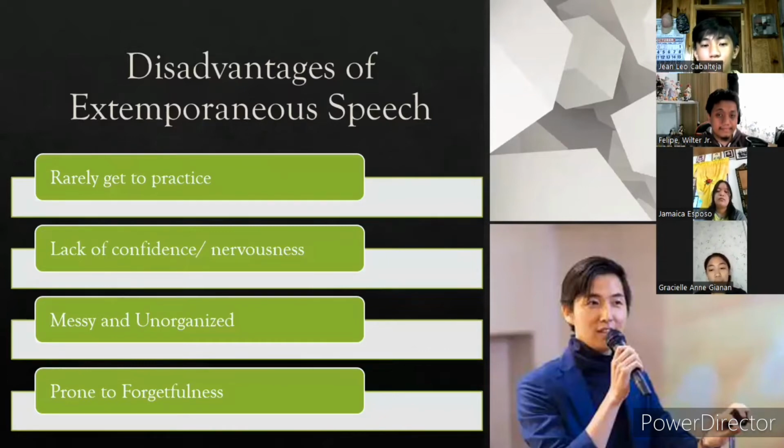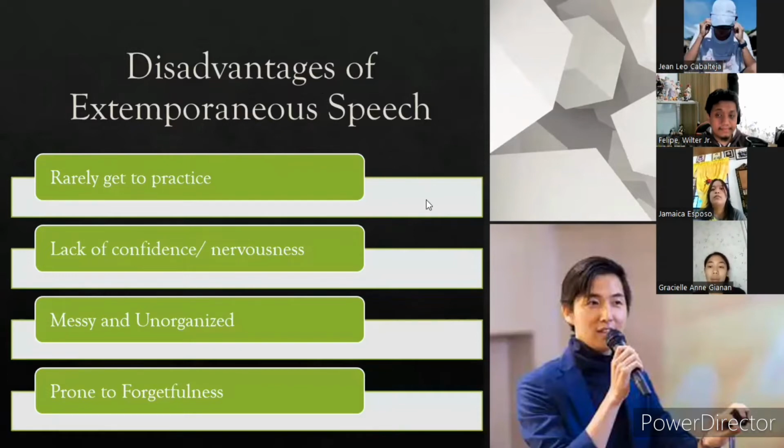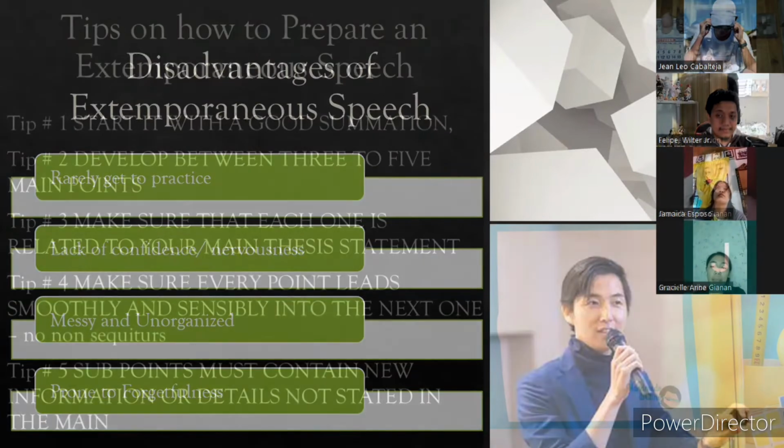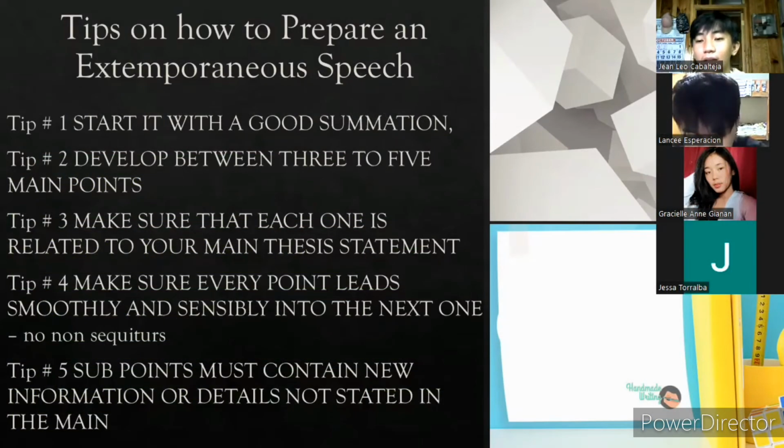And the last one is being prone to forgetfulness. Because extemporaneous speeches only allow speakers to have an outline of their discussion, the detailed points per topic will have to come from the mind of the speaker. This means thoughts and ideas are communicated as they come, which can also work against the speaker if they are likely to forget. Tips on how to prepare an extemporaneous speech.